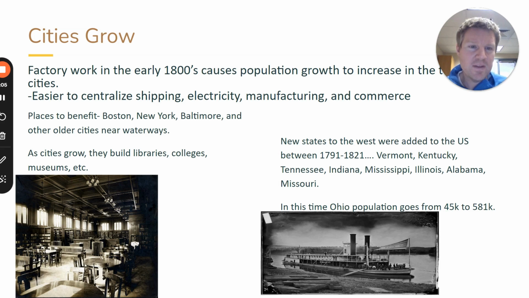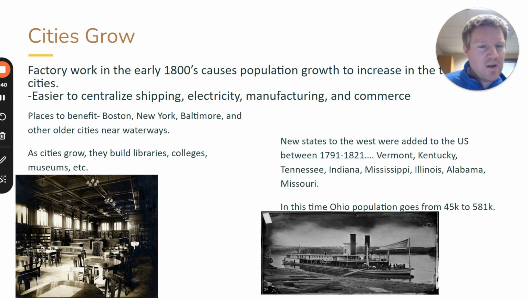Then around the late 1700s, you have states like Vermont, Kentucky, Tennessee, Indiana, Mississippi, Illinois, Alabama, and Missouri that get let into the U.S. and become states. And that will drive populations west because now it's no longer considered the wilderness. It's a documented, mapped out location that Americans are allowed to move to freely. And those places are going to start paying taxes and becoming part of the union.